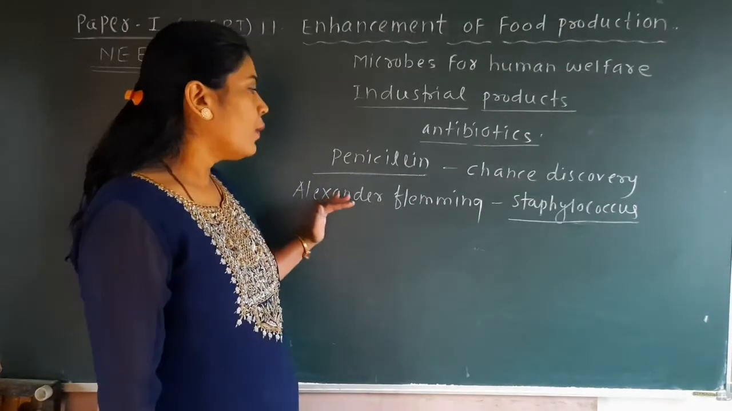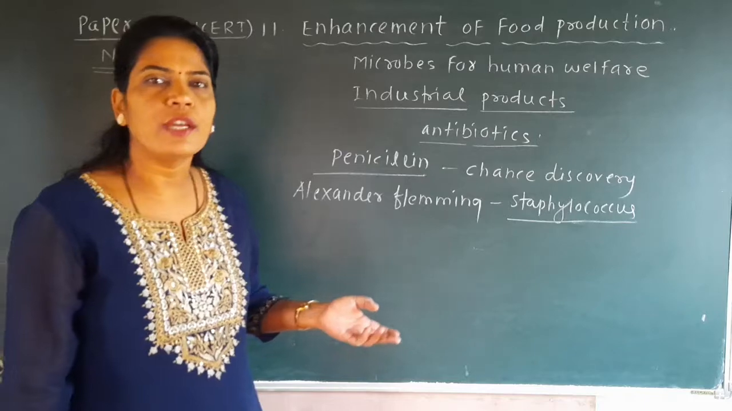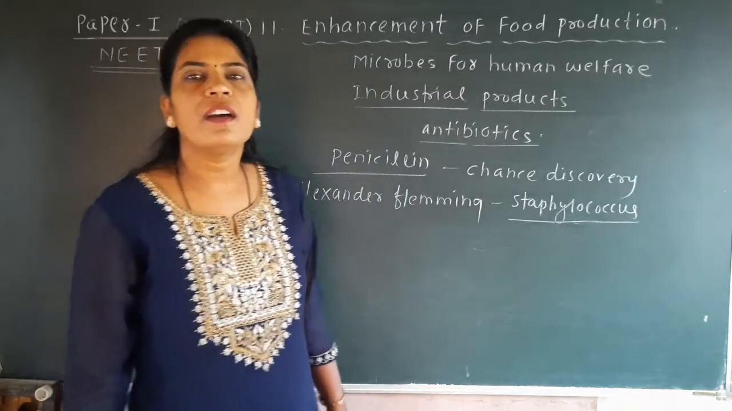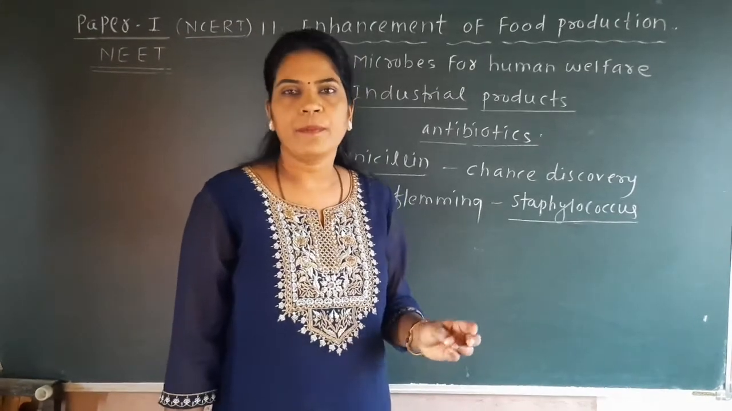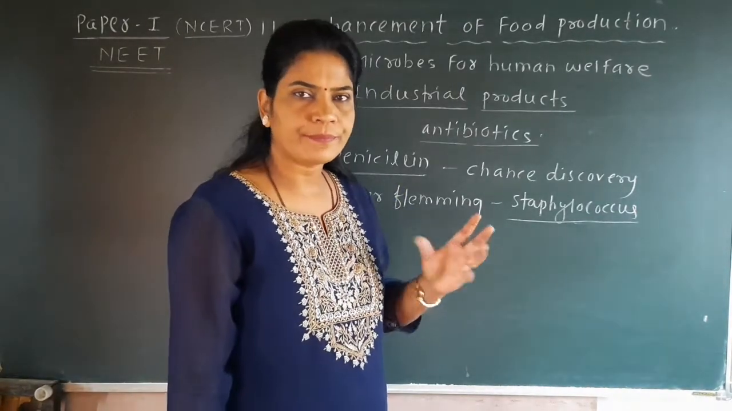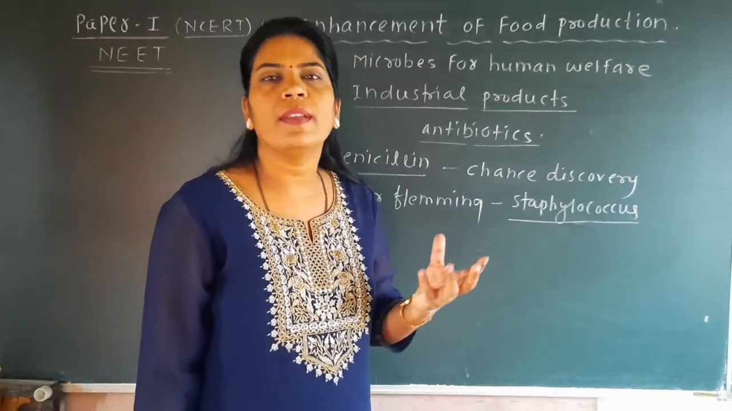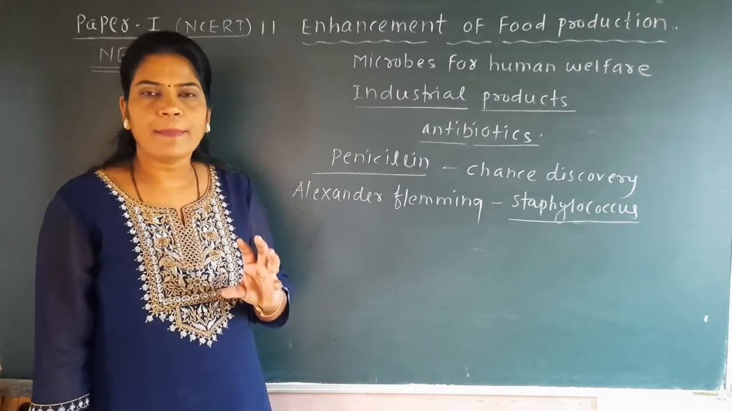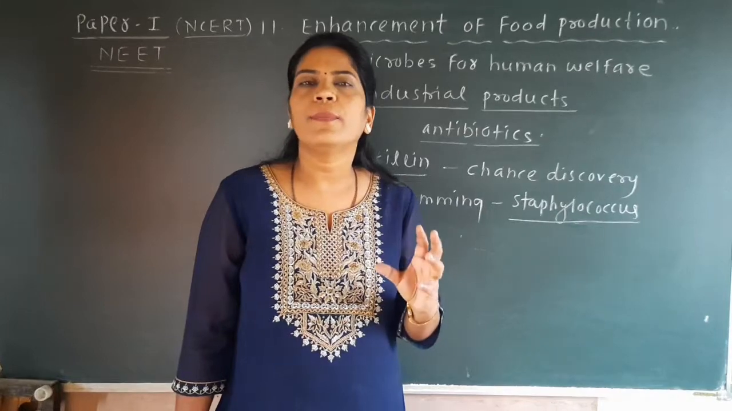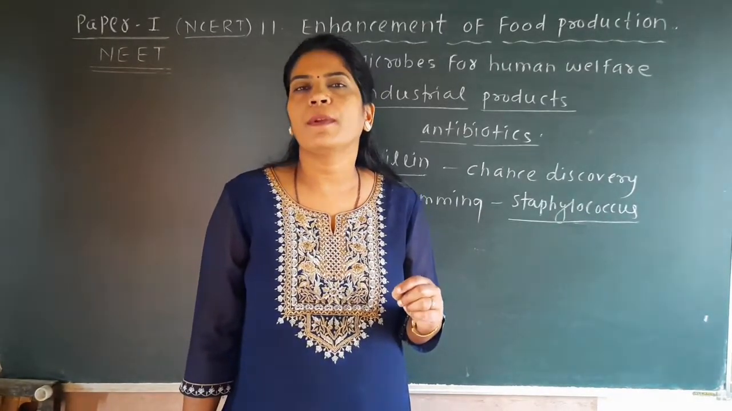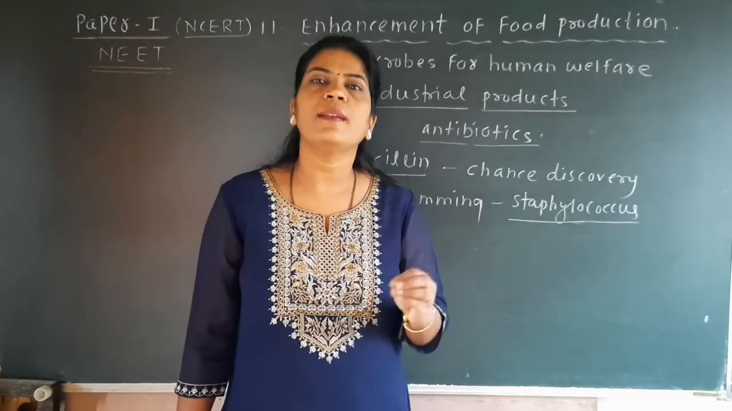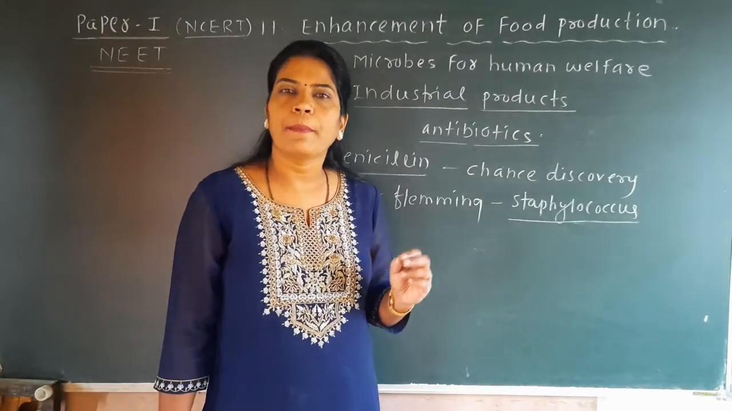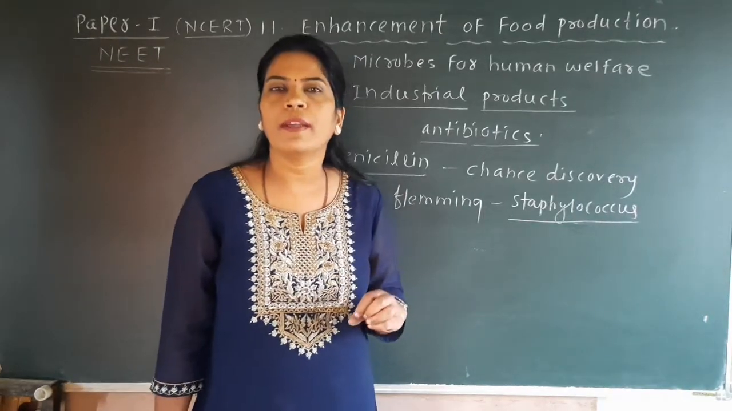And here what happened is that Alexander Fleming, while working on that Staphylococcus bacteria, was doing the experiment in a plate, and he found that in one of his unwashed plates there was no growth of Staphylococcus, because a mold was present there, and that mold secretes some substances due to which the Staphylococcus bacteria do not grow in that plate.